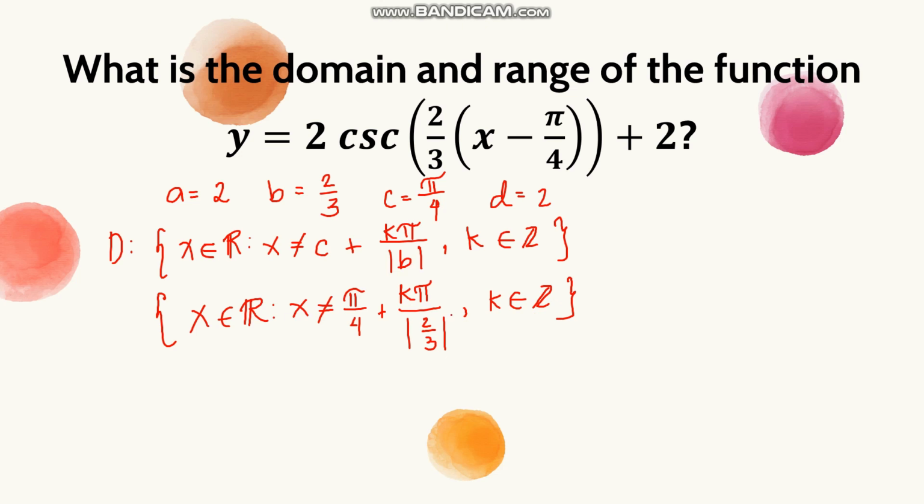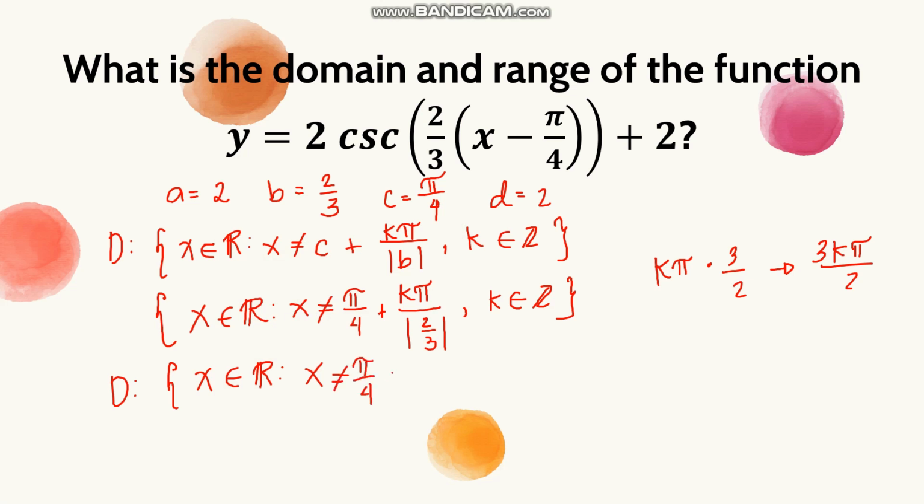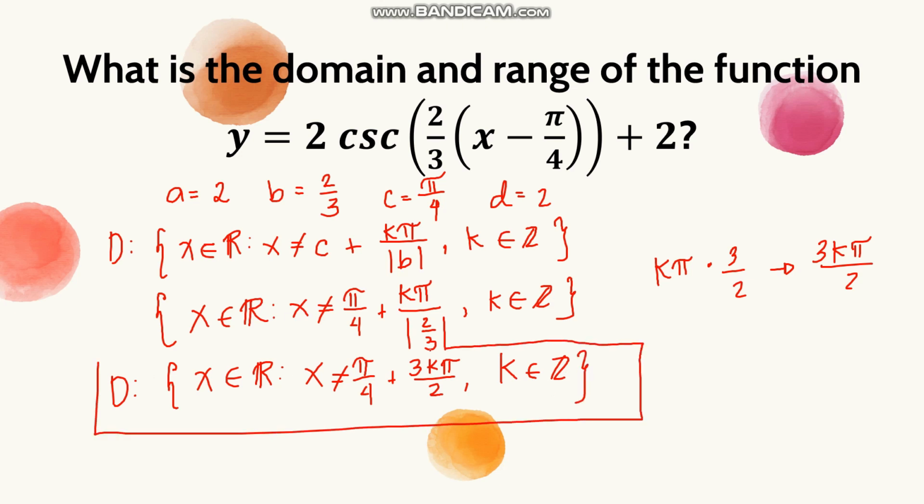Now we just have to simplify this. Since this one is a complex fraction, we have to get the denominator, get its reciprocal, and multiply to the numerator. So it will become like this: k and pi multiplied to 3 over 2. So therefore, we will have 3k pi over 2. So that will be now our domain. So let's write x is an element of real numbers such that x is not equal to pi over 4 plus 3k pi over 2, and k is an element of integers. So this one now is our domain.